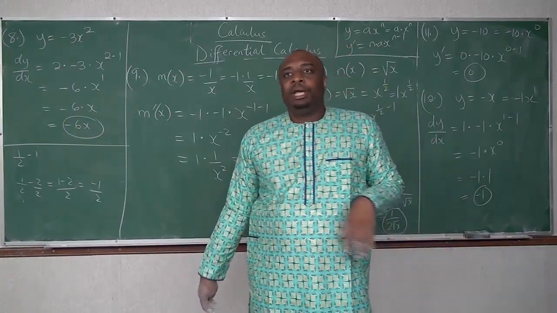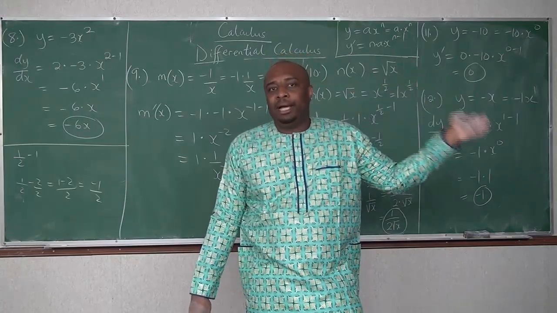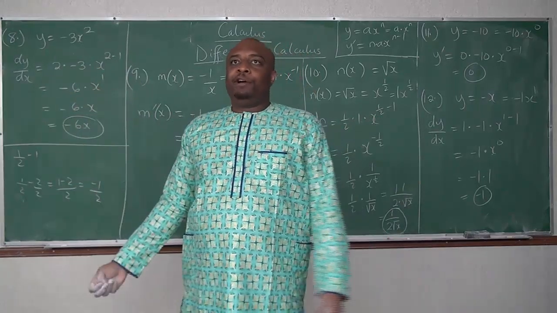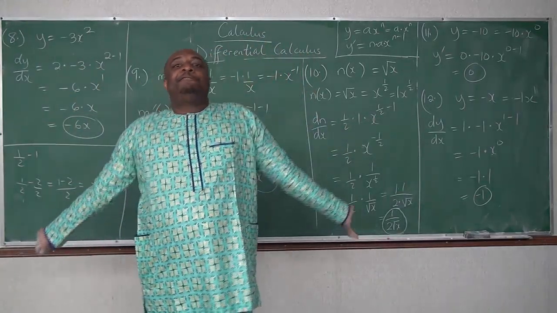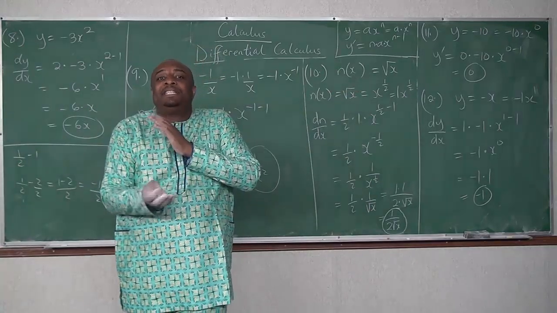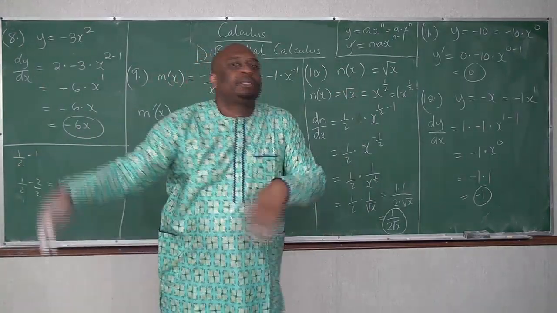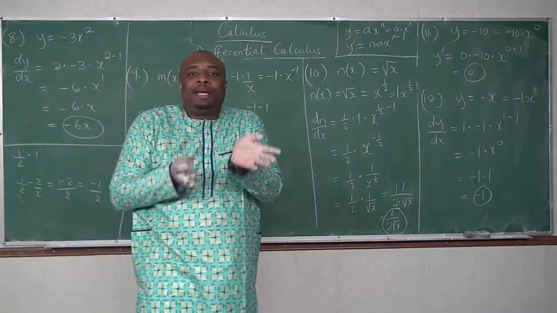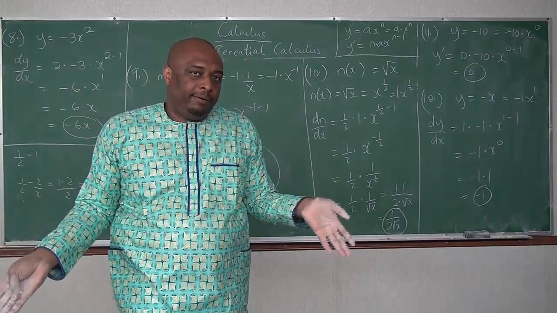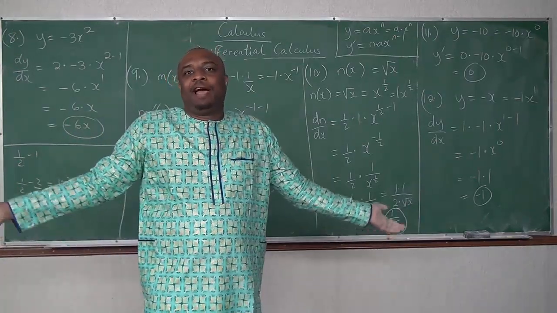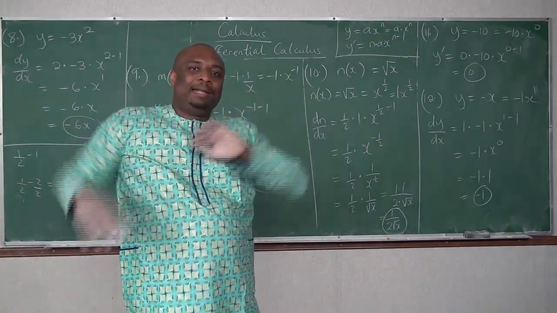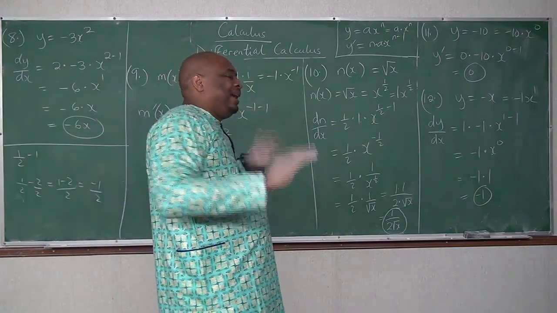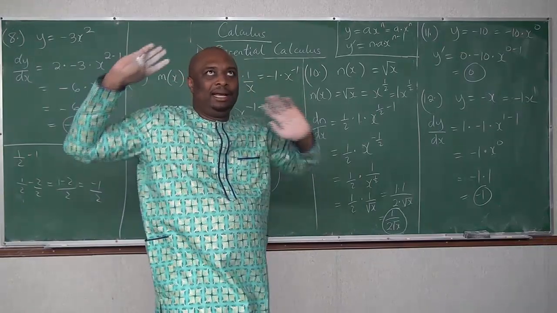But like we said earlier, if the function is 100x, the derivative with respect to x is 100. If a function is negative 20x, then the derivative with respect to x is negative 20. If a function is 5p, then the derivative with respect to p is 5. If y is equal to 5p, then dy/dp will give you 5.